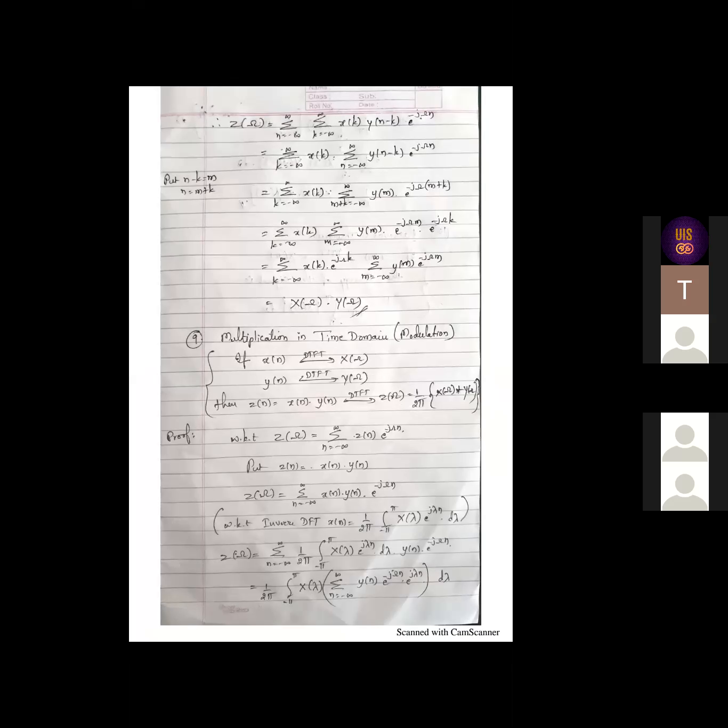According to the definition, again, we will start with the formula. I have used Z because the LHS is multiplication, and I have indicated Z of n. So instead of Z of n, I will take the LHS multiplication of two sequences x and y. If I substitute that in the formula, this will be your equation. Z of omega is summation x into y of n into exponential term.